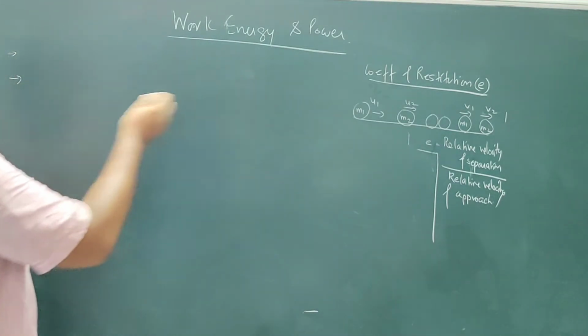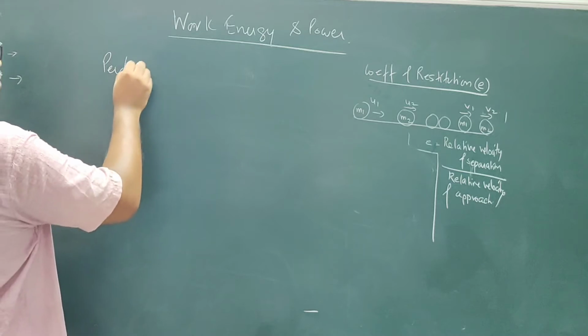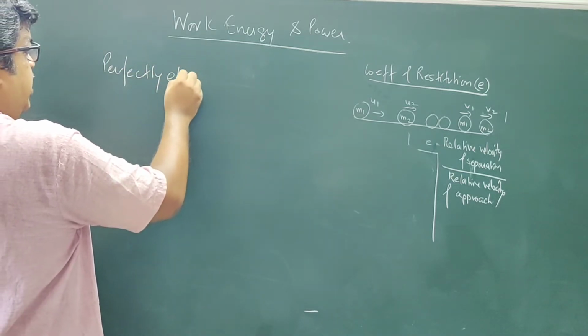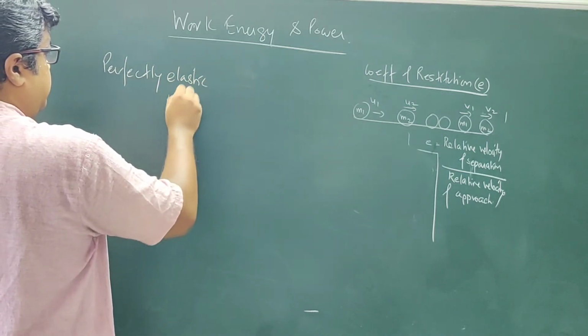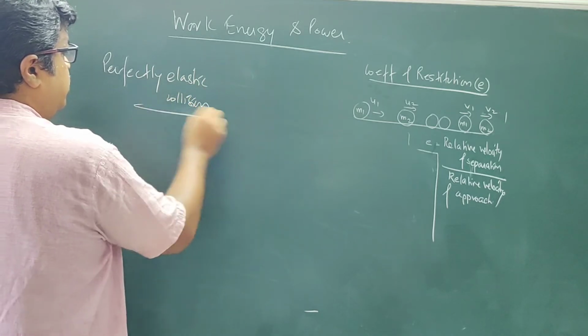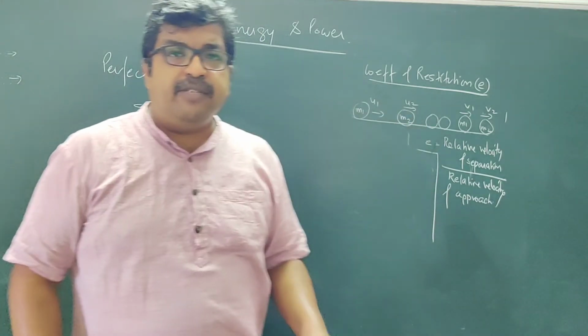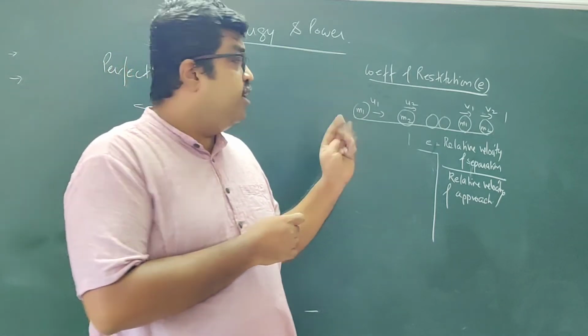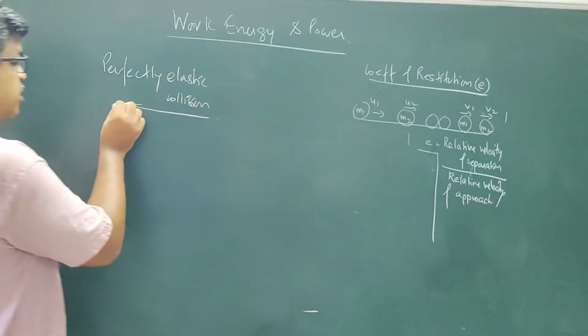Okay, for perfectly elastic collision, now this type of collision in one dimension, this is collision in one dimension. This type of collision is called head-on collision.